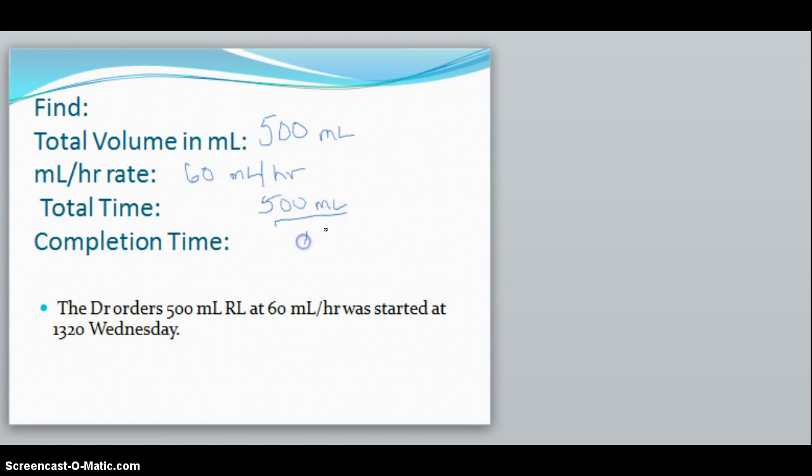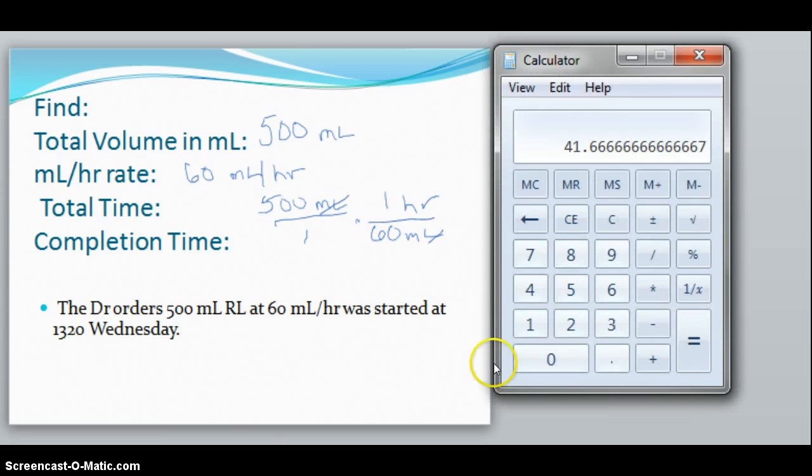So in the two pieces that I have here, I have 500 milliliters. That's not a rate, so I'll just put that over 1. I want milliliters to cancel, so I'll put 60 milliliters in the denominator, and that's for 1 hour, so milliliters are going to cancel out. So basically I'm just taking 500 divided by 60. So again, I'll go to my calculator and clear that. So we have 500 divided by 60. And that gives us 8.3 repeating. So from this piece, I want to use the 8.